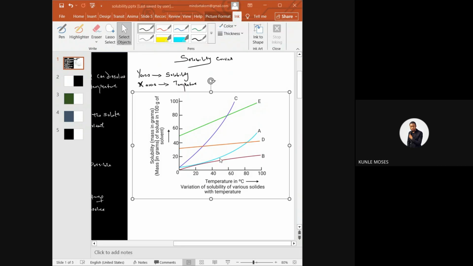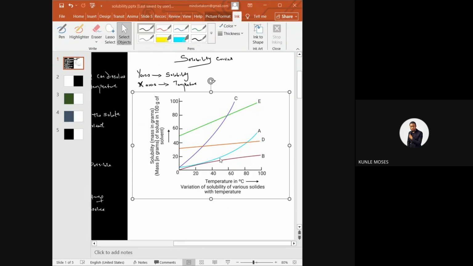So it simply means this type of salt's solubility is actually dependent on temperature. As the temperature increases, the solubility increases. As the temperature decreases, the solubility decreases. Do you get the explanation for that A curve?